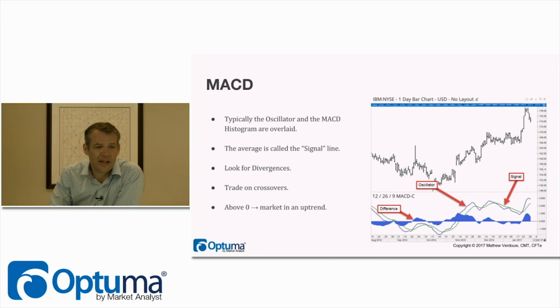Again, we can look for divergences, so we see this period here where price was making higher highs, but when we look down here, the indicator was making lower highs. And so that's clearly some bearish divergence going on there. We get our drop, and then we're away again. So these are things that we look for there. Trading on crossovers, it's very simple to say when it's above zero, then the market's in an uptrend.